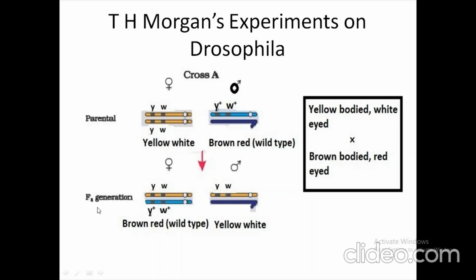Then in the F1 generation, all the females were brown-bodied and red-eyed. That is nothing but the wild dominant type. You can say all females show the dominant phenotype. And all males are yellow-bodied and white-eyed, which is nothing but the recessive phenotype. So all males have the recessive phenotype, and all females had the dominant phenotype.